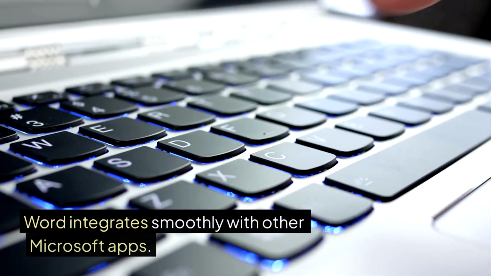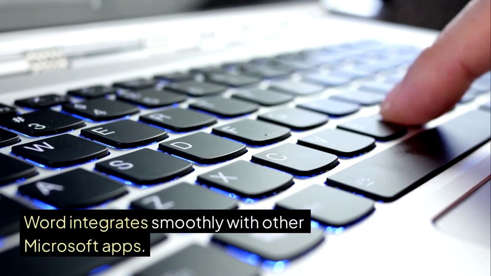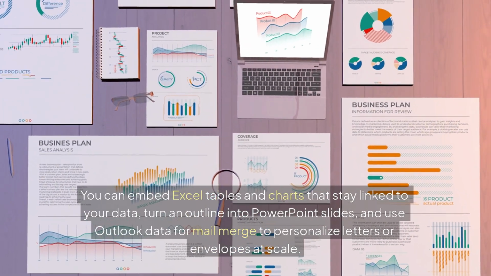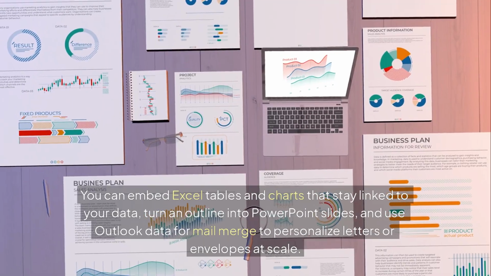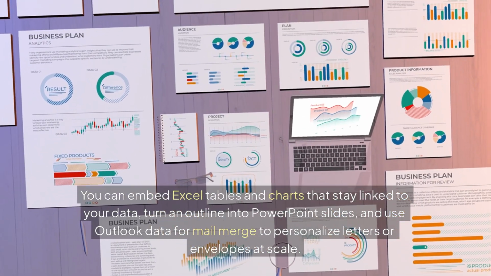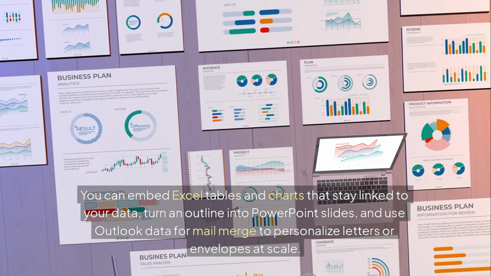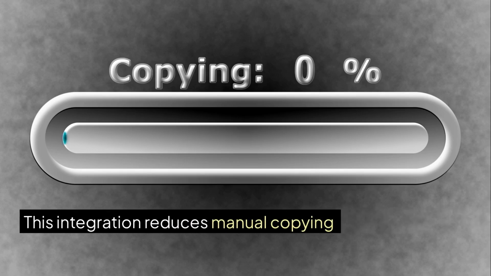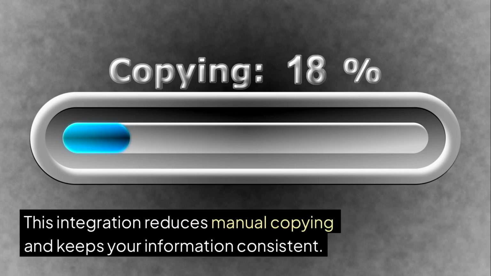Word integrates smoothly with other Microsoft apps. You can embed Excel tables and charts that stay linked to your data, turn an outline into PowerPoint slides, and use Outlook data for mail merge to personalize letters or envelopes at scale. This integration reduces manual copying and keeps your information consistent.